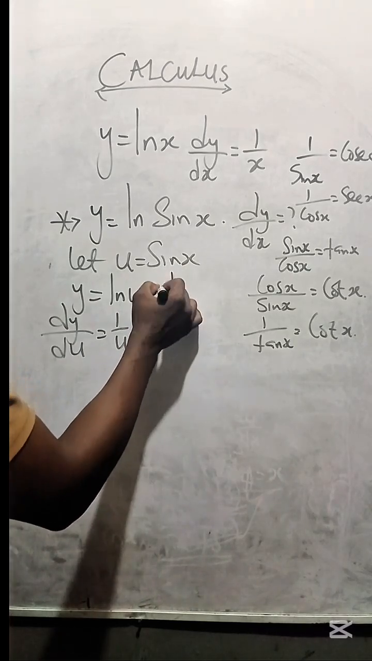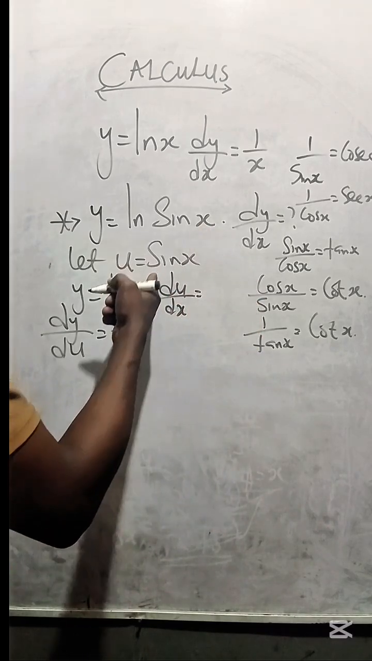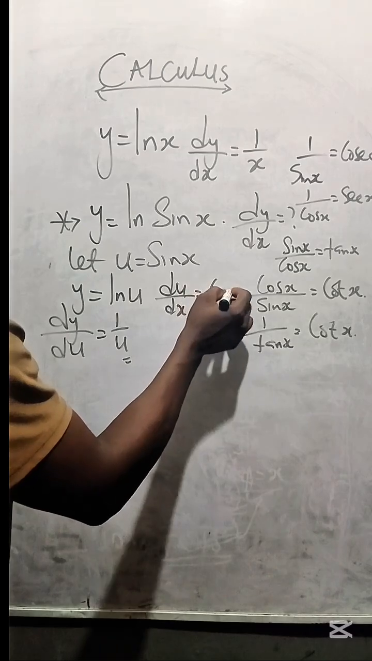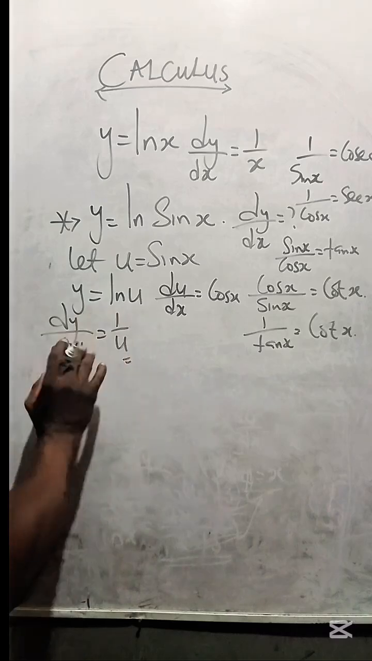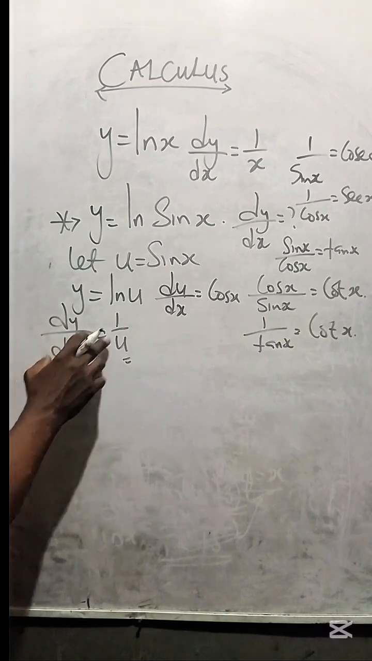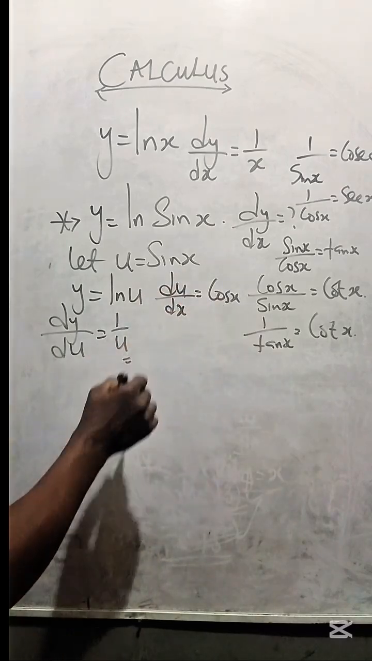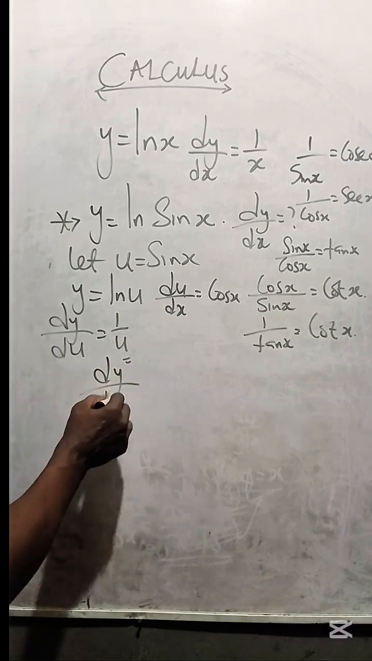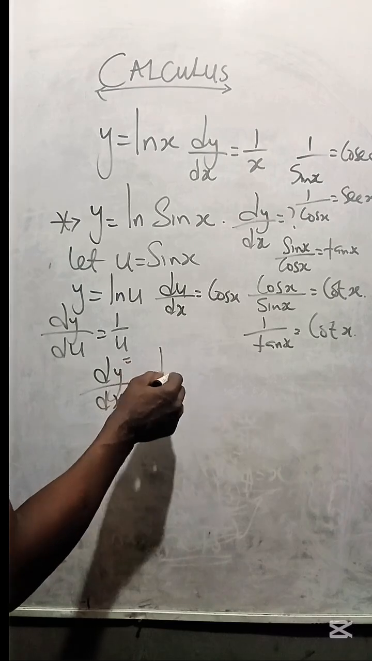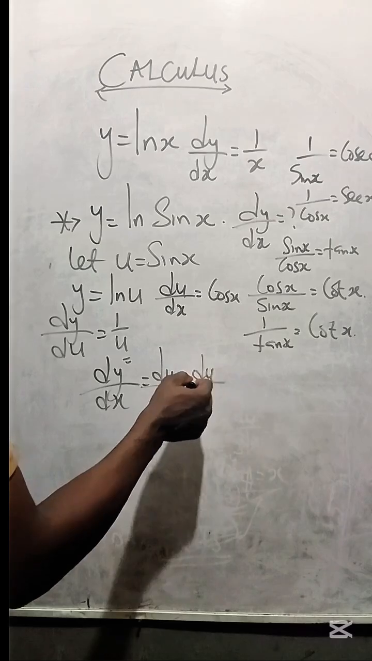So du dx is equal to what? If you differentiate sine x, you get cos x. Now, we have dy du equal to 1 over u, and du dx equal to cos x. Now, we apply our normal rule, the chain rule: dy dx is equal to dy du times du dx.